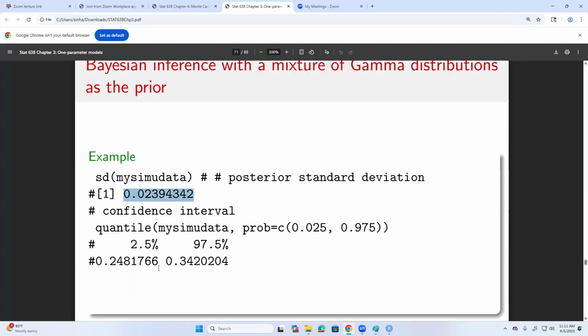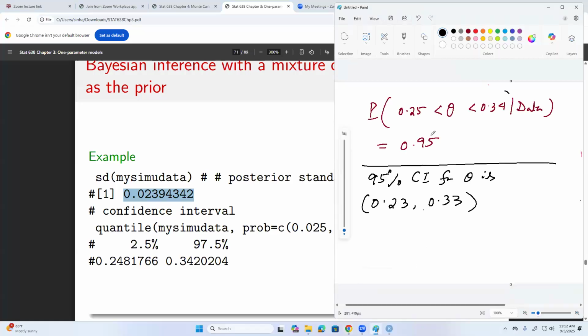Now 0.248 and 0.342, look, previously we also calculated the 95% credible interval based on gamma 1 prior distribution. This time we calculated the credible interval based on this mixing prior distribution. They are very close.